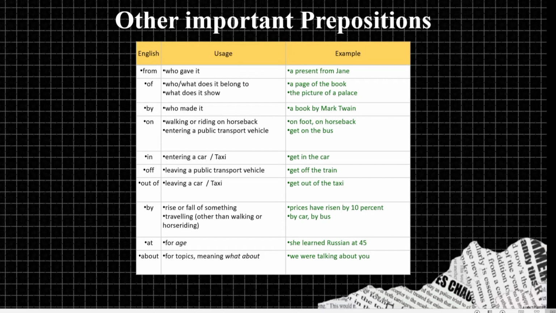By. Usage: rise or fall of something; traveling, other than walking or horse riding. Example: prices have risen by 10%, by car, by bus. At. Usage for age. Example: she learned Russian at 45. About. Usage for topics, meaning what about. Example: we were talking about you.